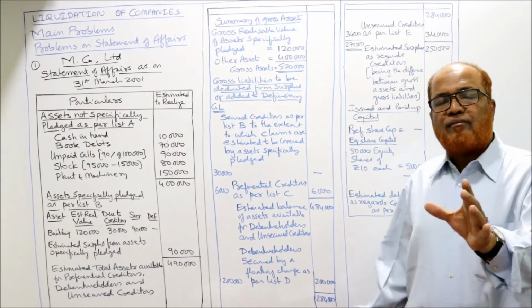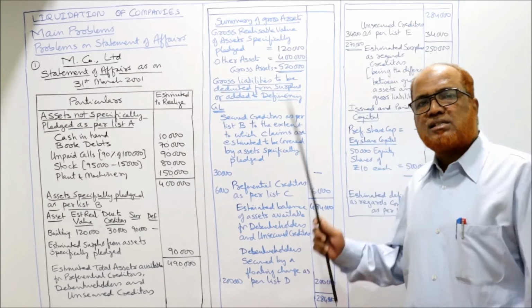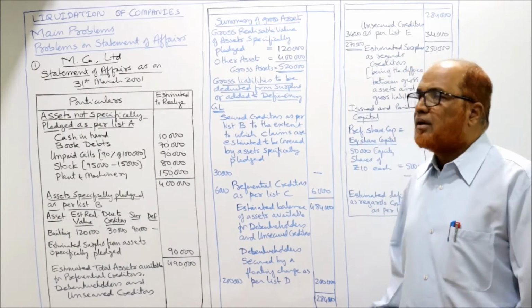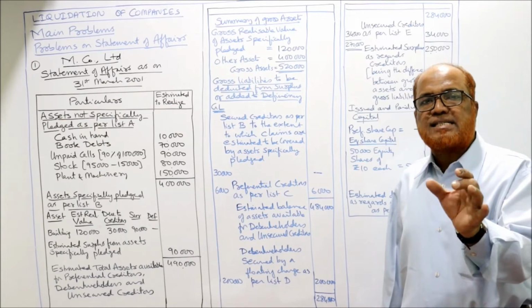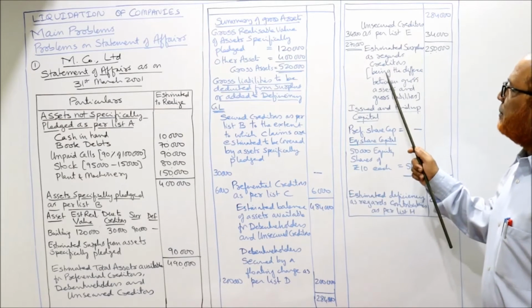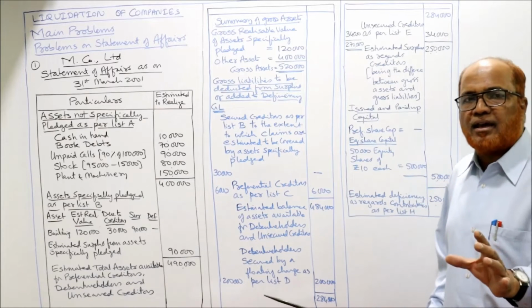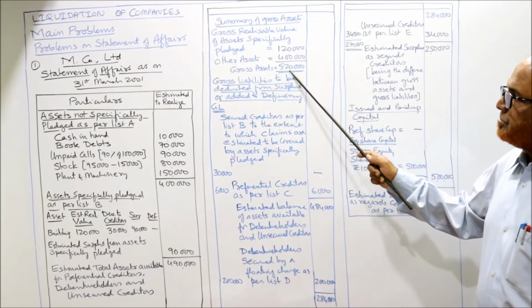Now we want to confirm whether our calculations are correct or not. To confirm, this surplus should be the difference between gross assets and gross liability. Confirm कर लेंगे we have done correctly or not. How much are the gross assets here?